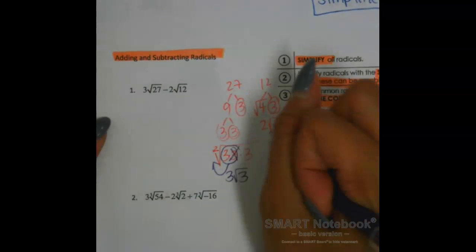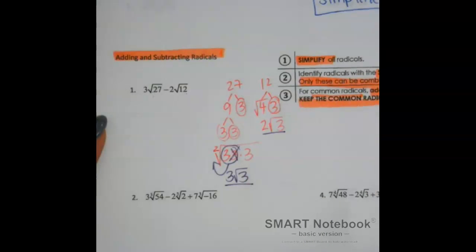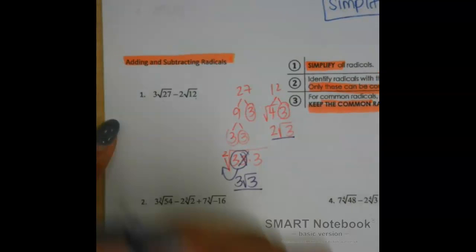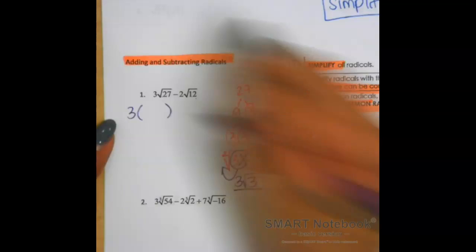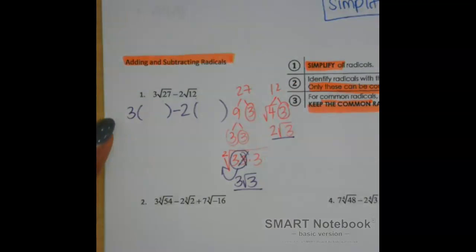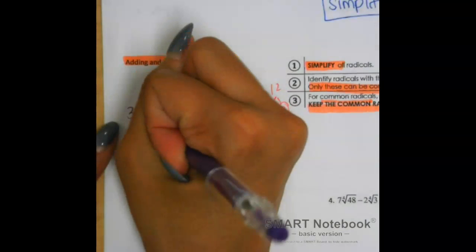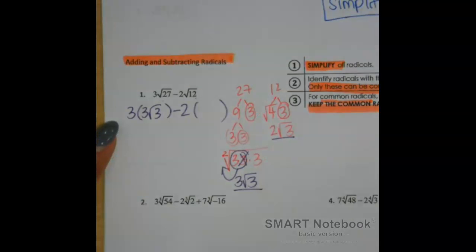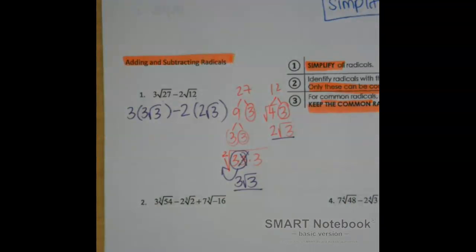So let me replace this 2 square root of 3 and 3 square root of 3 with both of these radicals. Okay, so on your paper, in this space, so hopefully it's completely blank over here, we're going to make it 3 times the square root of 27 minus 2 times the square root of 12. Itzia, what did the square root of 27 simplify to? And what did the square root of 12 simplify to? So with that in mind, how do I simplify that? What can I do?